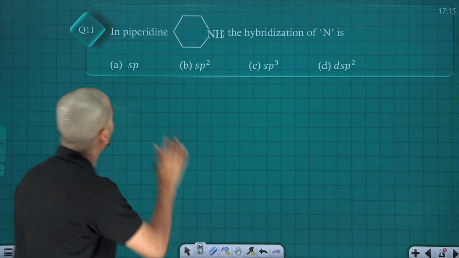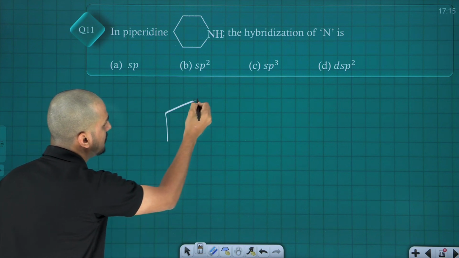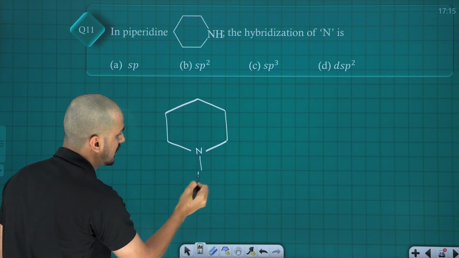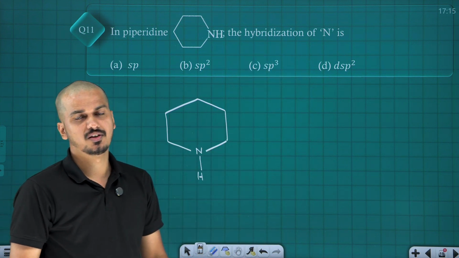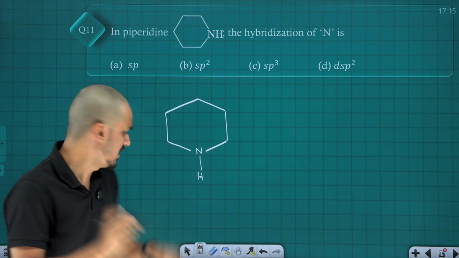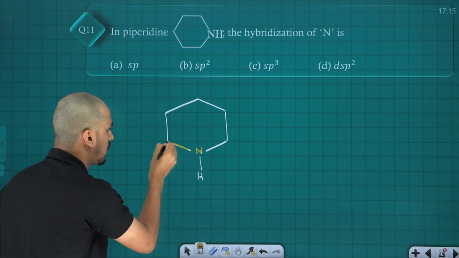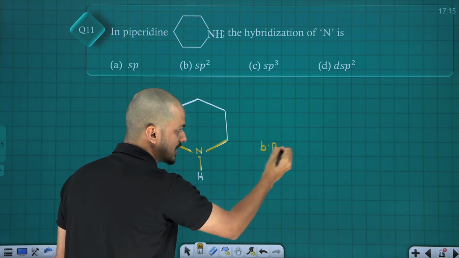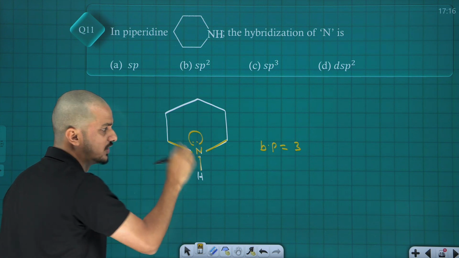What about the next question here? They have given the piperidine molecule. You can see this is the piperidine molecule, N, here H. The question: the hybridization of the nitrogen atom. If you want to find out the hybridization, we must know how many bond pairs and how many lone pairs there are. That's an easy method. So see, around nitrogen, this is one bond pair, this another bond pair, this another bond pair. So how many bond pairs are there? 3.